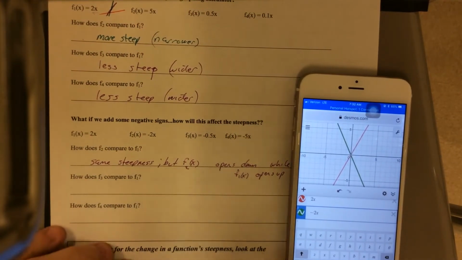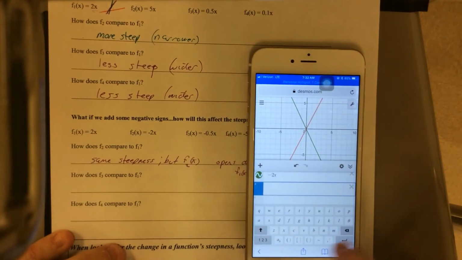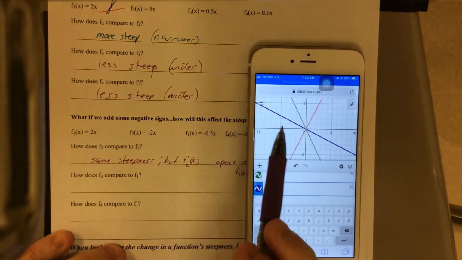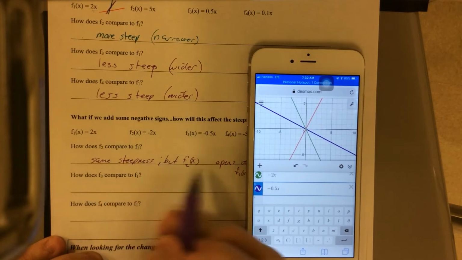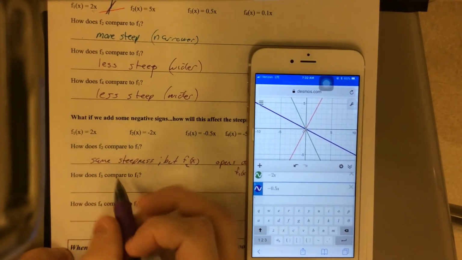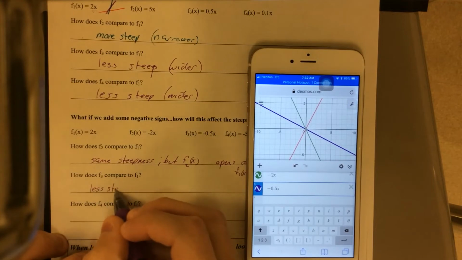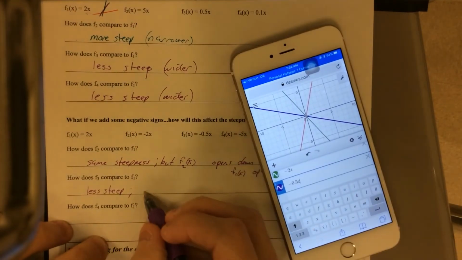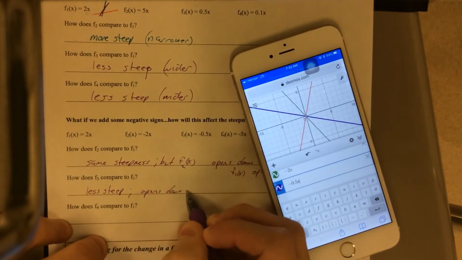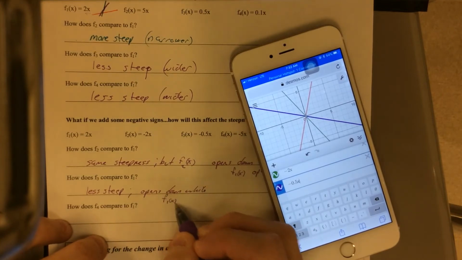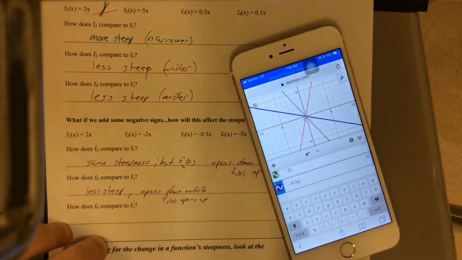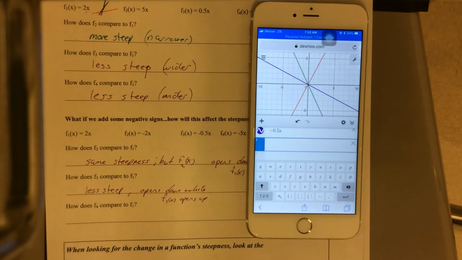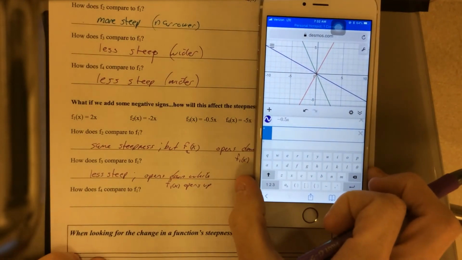So let's look at f3. So negative 0.5x. Let's put that in right underneath, right here. Okay, so you see how it's going to be less. So we're comparing it to f1 here. It's less steep than 2x. And again, it opens down, while f1 of x opens up. Alright, so you know what you're going to have to do. Go ahead and finish the bottom of this part here.